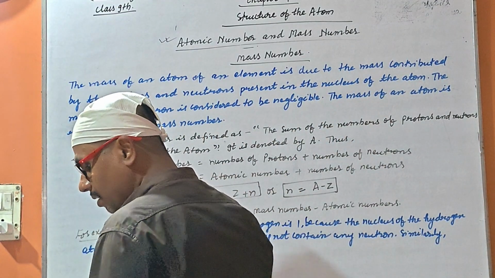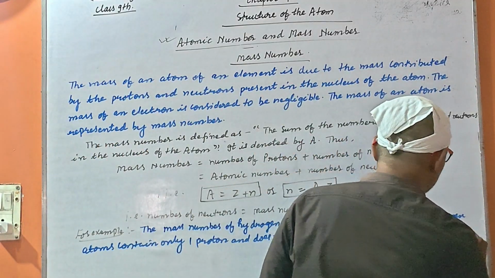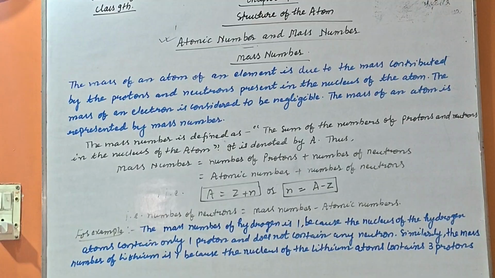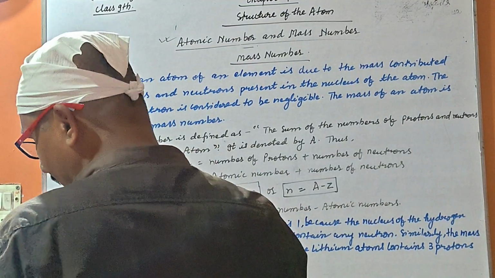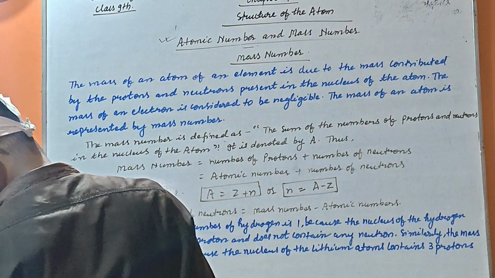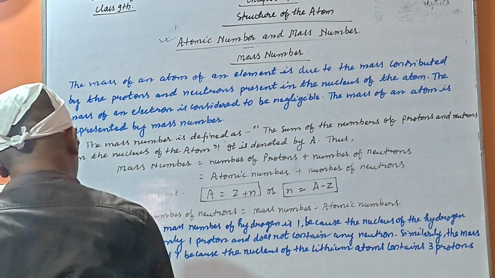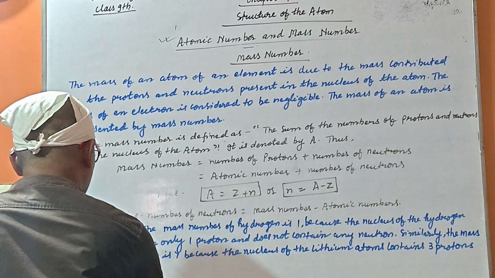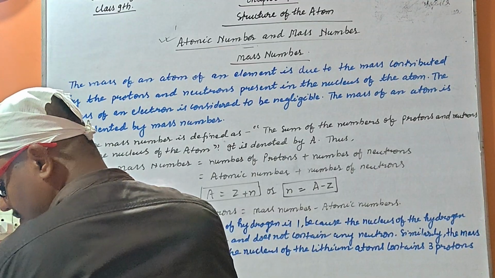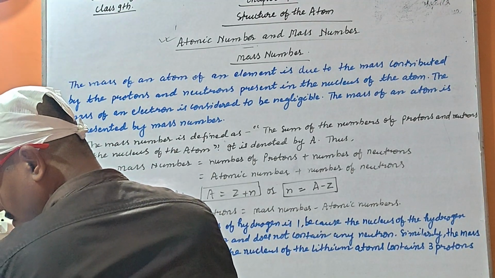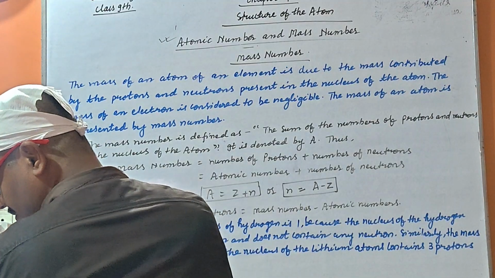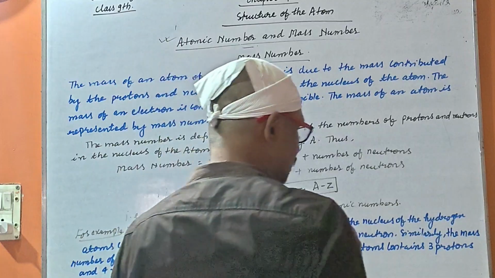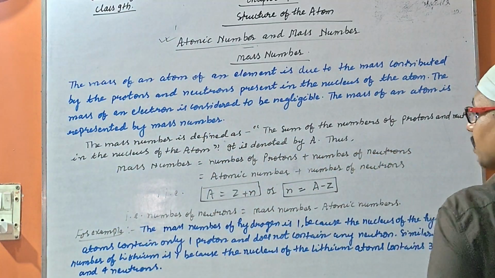Similarly, the mass number of lithium is 3 protons and 4 neutrons. So these are the things you have to keep in mind. So let us start here.